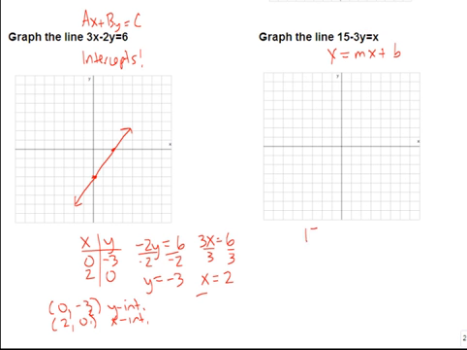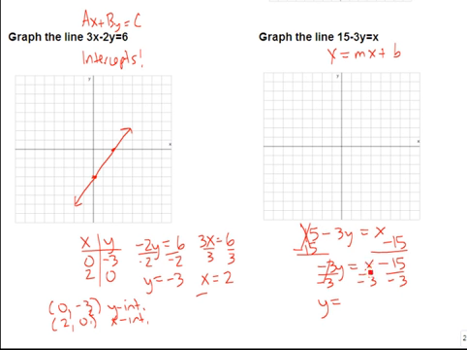So if I start with 15 minus 3y equals x, to get that solved for y, we want to get the y term by itself. So I'd want to subtract this 15 over to the right side. That's going to leave me with a negative 3y equals x minus 15. And then to finish solving for y, I'm going to divide through everywhere by negative 3. So these cancel out, giving me just y.